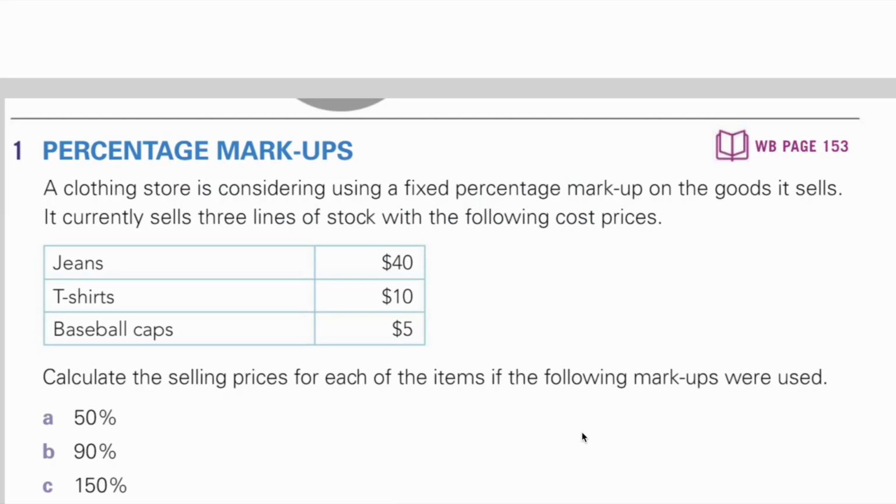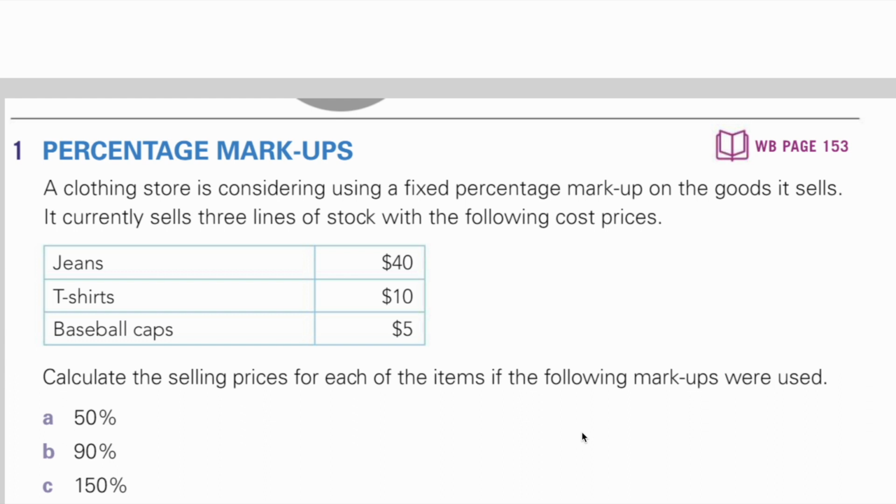The knowledge we have acquired. So we have question 1, percentage markups. A clothing store is considering using a fixed percentage markup on the goods it sells. It currently sells 3 lines of stock with the following cost prices. Calculate the selling prices for each of the items if the following markups were used. So we have jeans being $40, t-shirts being $10, and baseball caps being $5. And they said each of those products were marked up by 3 different percentages or markups.